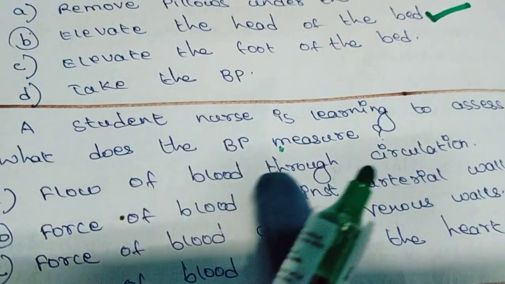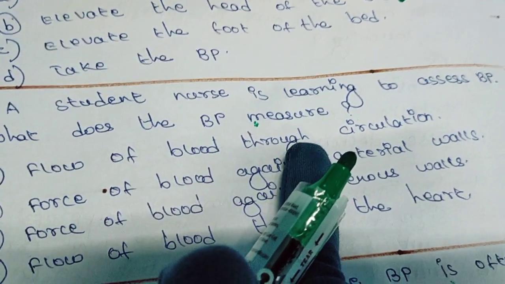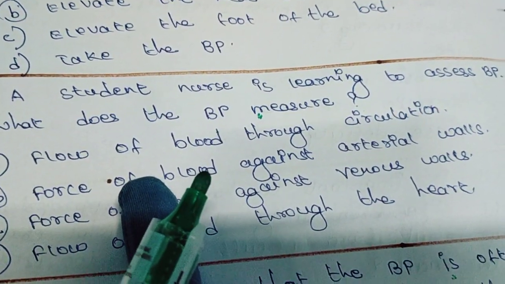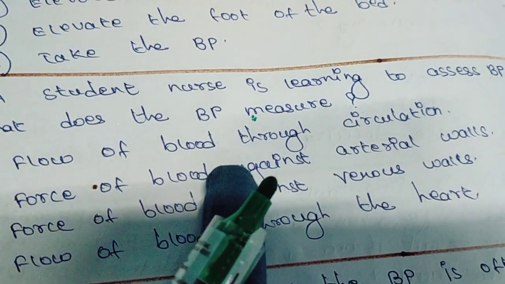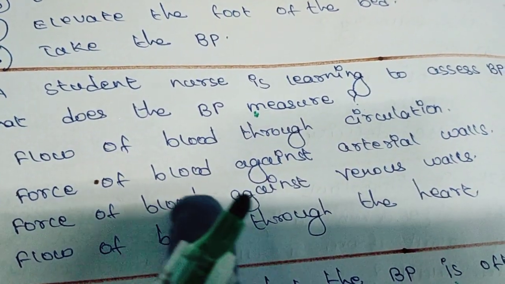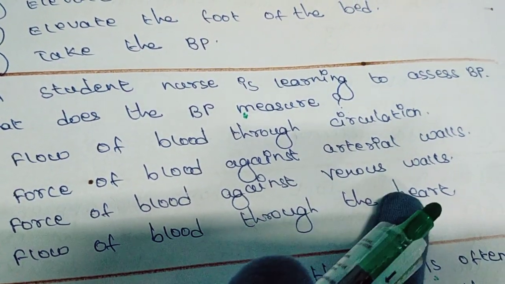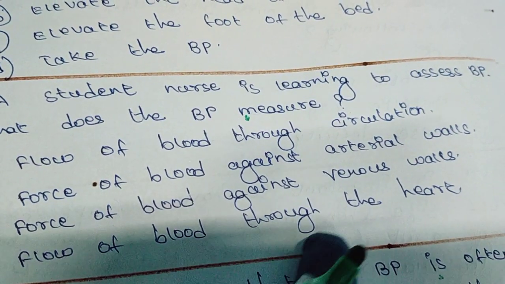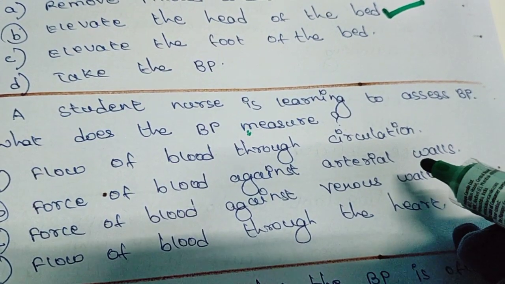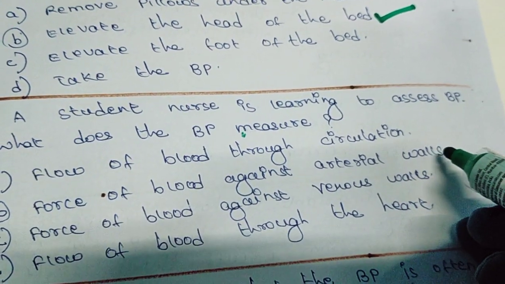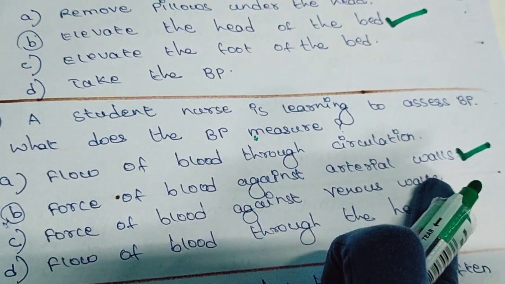The next one, a student nurse is learning to assess BP. What does the BP measure? So the question is, what does blood pressure mean? Flow of blood through the circulation, force of blood against the arterial wall, or force of blood against the venous wall, or flow of blood throughout the heart. The right answer is, what is blood pressure, guys? The force with which the blood flows against the arterial wall. So this is the right answer, force of blood against the arterial walls.